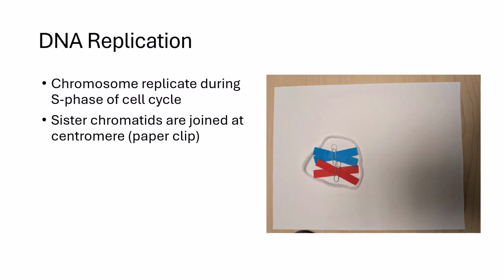During S phase of interphase, each chromosome is replicated. Each pair of same-colored strips represents sister chromatids joined at the centromere, shown by the paperclip. The centromere is a constricted region on a chromosome that acts as an attachment point for spindle fibers during cell division.